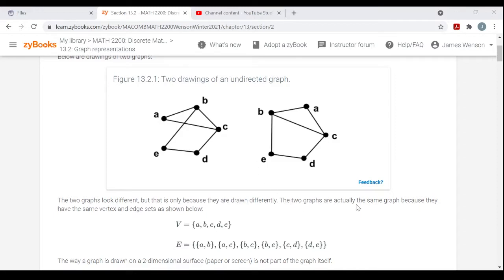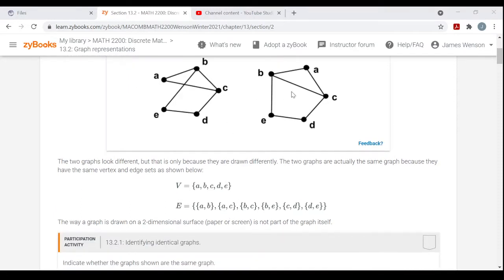The two graphs are actually the same graph because they have the same vertex set and the same edge set. Both of these graphs have this vertex set and this edge set. And if two graphs have the same vertex set and the same edge set, then they are the same graph, no matter what they look like when you compare them side by side.